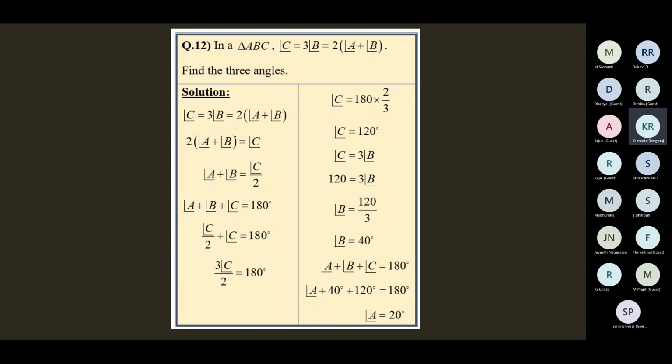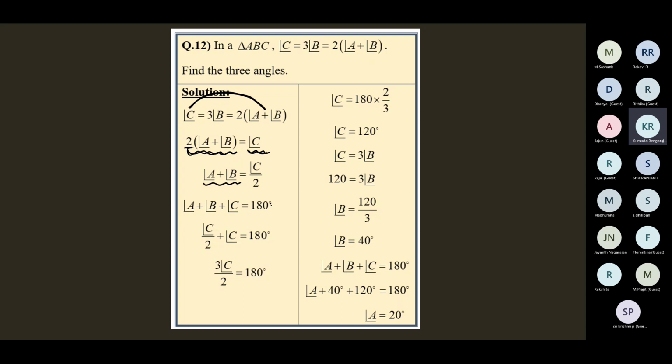I repeat this. So how we do this is we equate these two. That is, twice of angle A plus B is equal to angle C. We use this: angle C is equal to twice of angle A plus B. So twice of angle A plus B is equal to C. So angle A plus angle B is equal to angle C divided by 2, because the 2 comes for division.